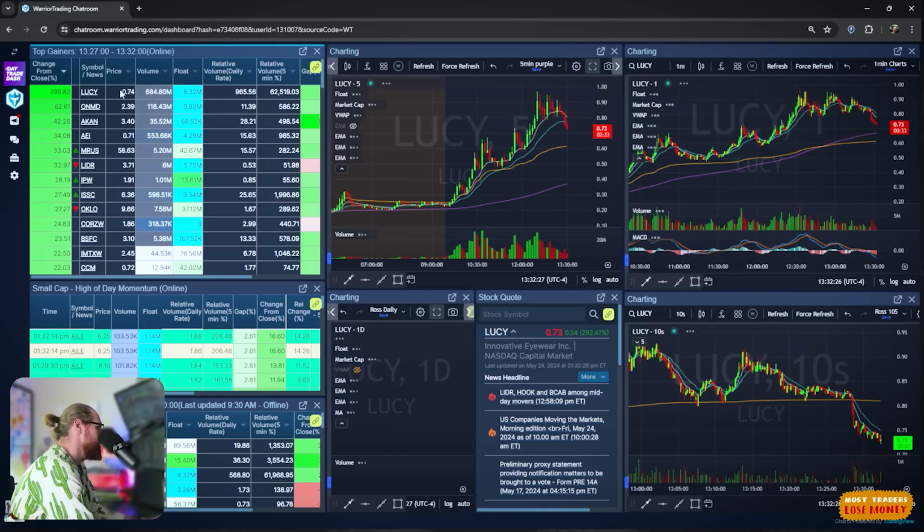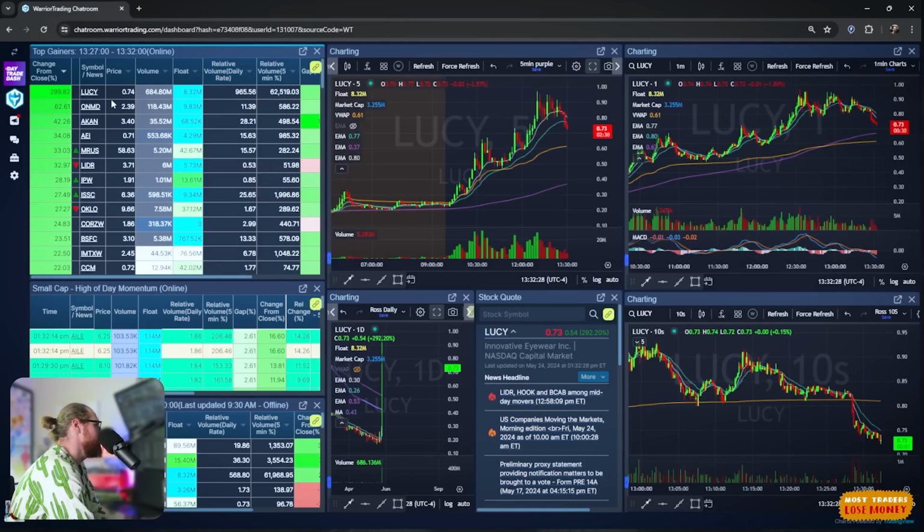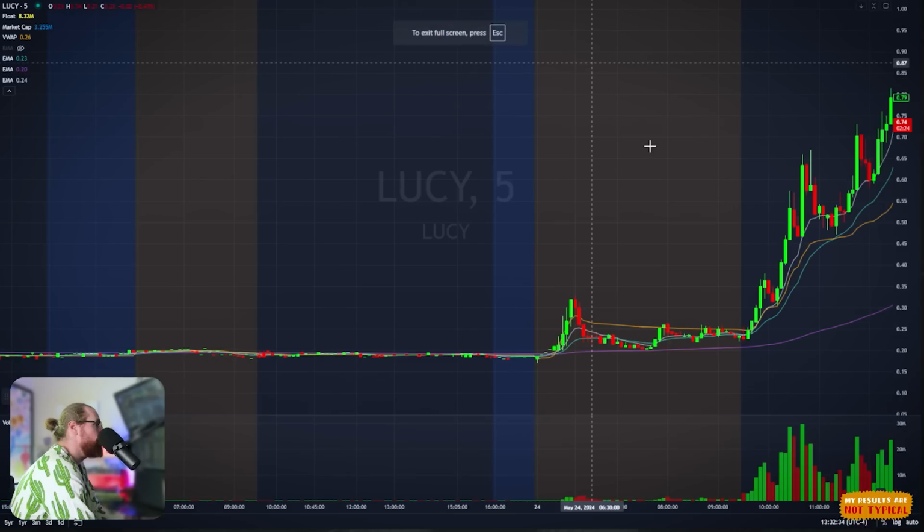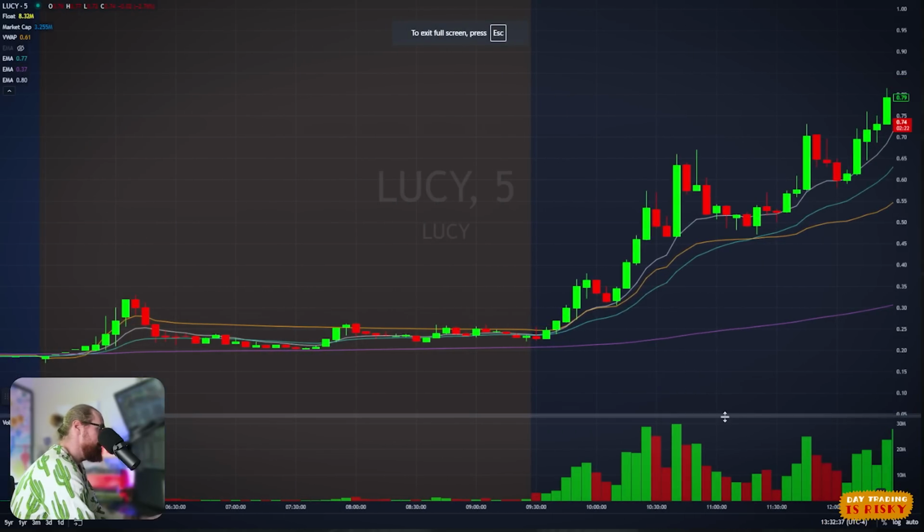So here's Lucy. This is up 74 cents. It's up 300% on the day. So this is where you're going to see nice patterns. Now, they're not all going to be picture perfect, right? But look at this right here. That's a nice first pullback, and that's a really nice second pullback. Those are clean. Now, this right here, the third one, starts to get a little extended.